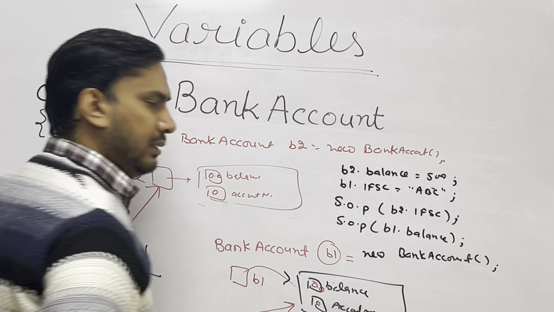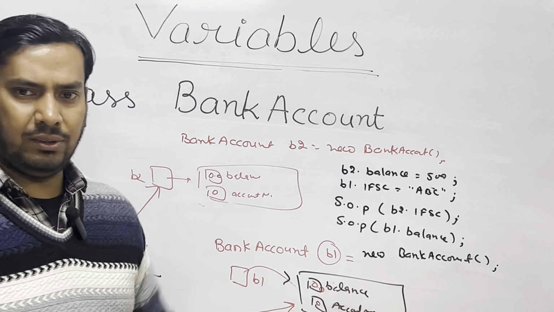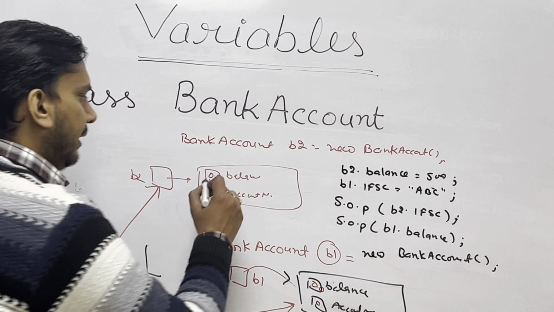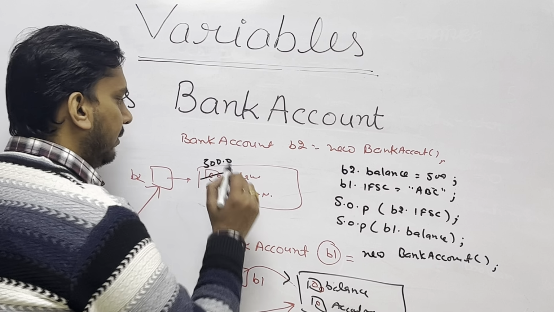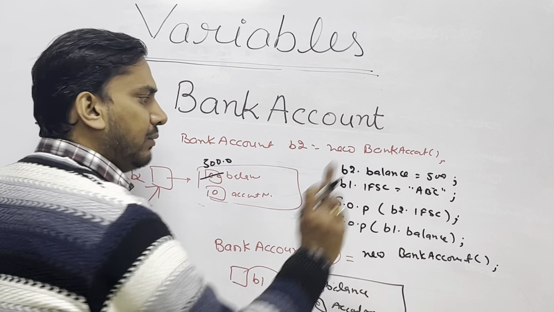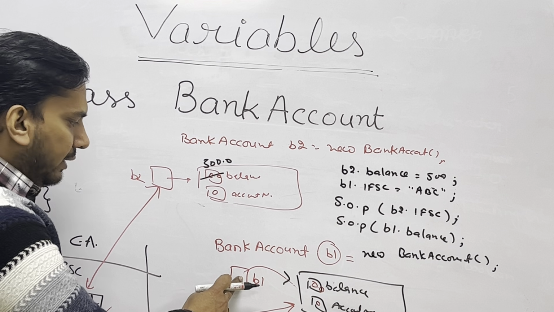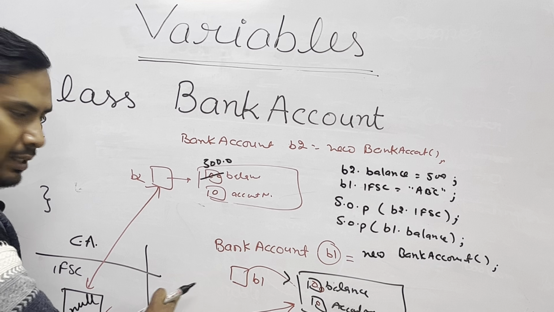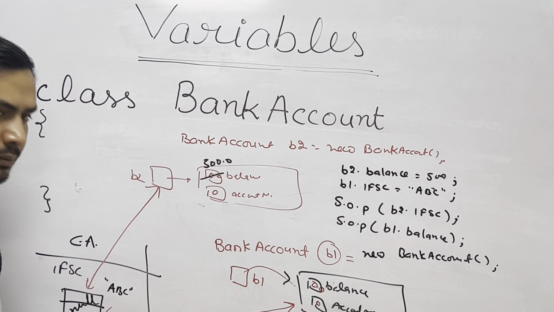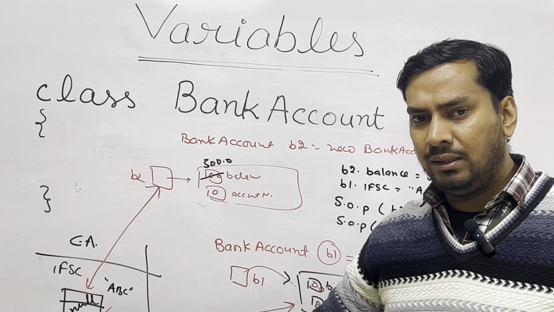Let us try to understand this code. So first statement I am writing B2 dot balance is equal to 500. So B2 will update its balance to 500, right. So here it will update to 500.0. Okay. Then I am writing B1 dot IFSC is equal to ABC. Means B1 is trying to update its IFSC. What is this IFSC? It is a shared variable. So B1 is updating the IFSC to ABC, right. So B1 has updated the IFSC, but it is a shared variable, right.